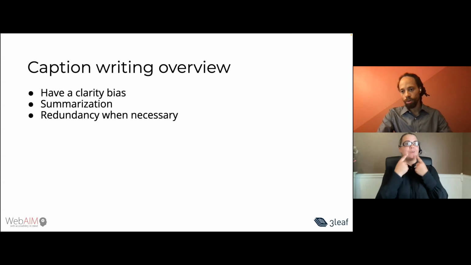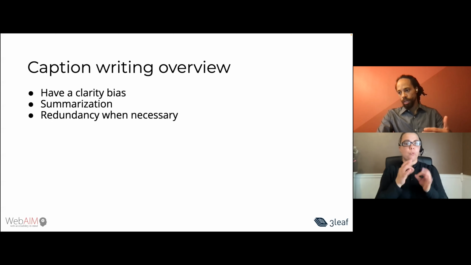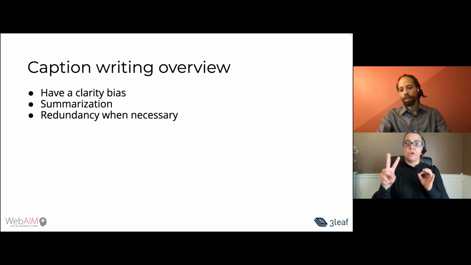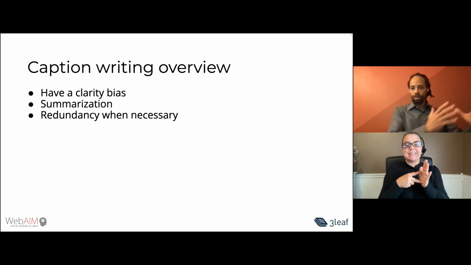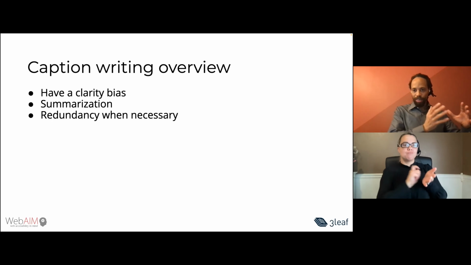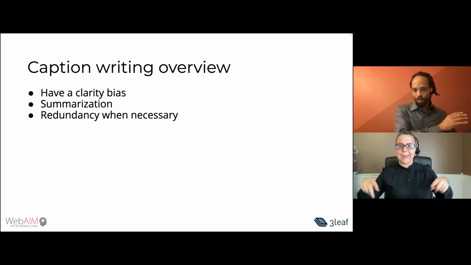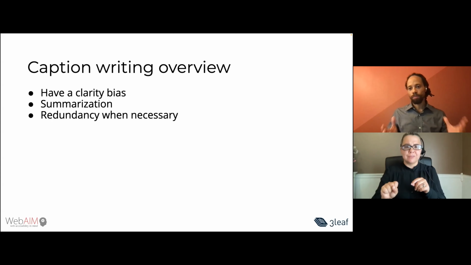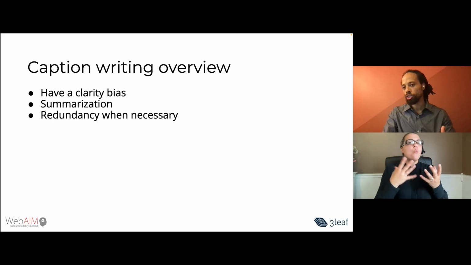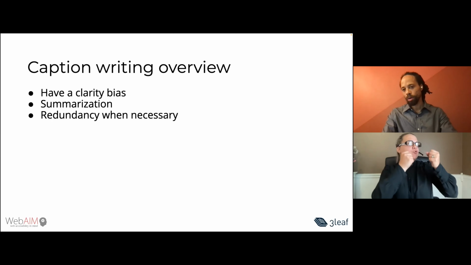Caption writing overview for this approach, I'm going to say have a clarity bias when you're writing these. These are overall take-home messages before I show you the specific examples. You want to write with a clarity bias. Different writers have different styles. You could write with a brevity bias, where you're trying to make things short, or a comprehensive bias, where you're trying to cover everything. Here we want to think in terms of a strong clarity bias when we're writing.